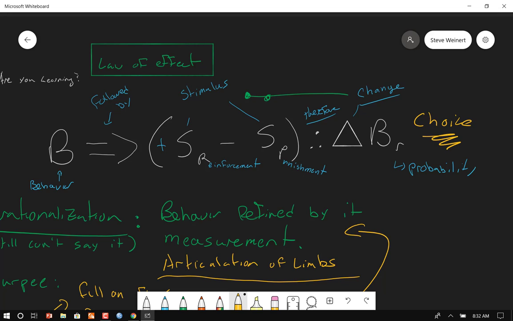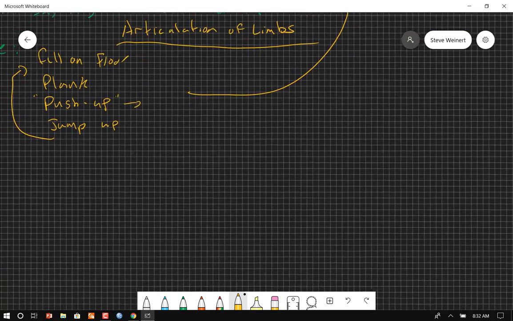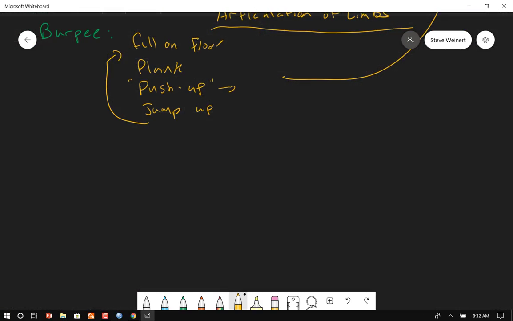Anyway, okay, so once you identify the behavior that you want, then you have to figure out what a stimulus is for that particular organism. You have to define the behavior first, then you have to look at the stimulus. Okay, so I'm going to draw a stimuli down here. We go further down. So here's how we define a burpee.